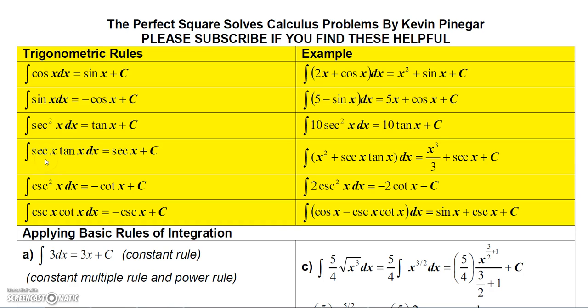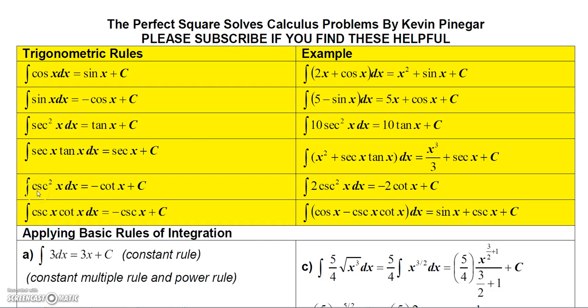And if you integrate secant x tangent x dx, we know that's secant x plus a constant because the derivative of secant x was given earlier as secant x tangent x. So if I integrate x squared plus secant x tangent x, well, x squared would integrate with the power rule to x cubed over 3, and then secant x tangent x using this rule would integrate to secant x. So my answer would be x cubed over 3 plus secant x plus a constant.